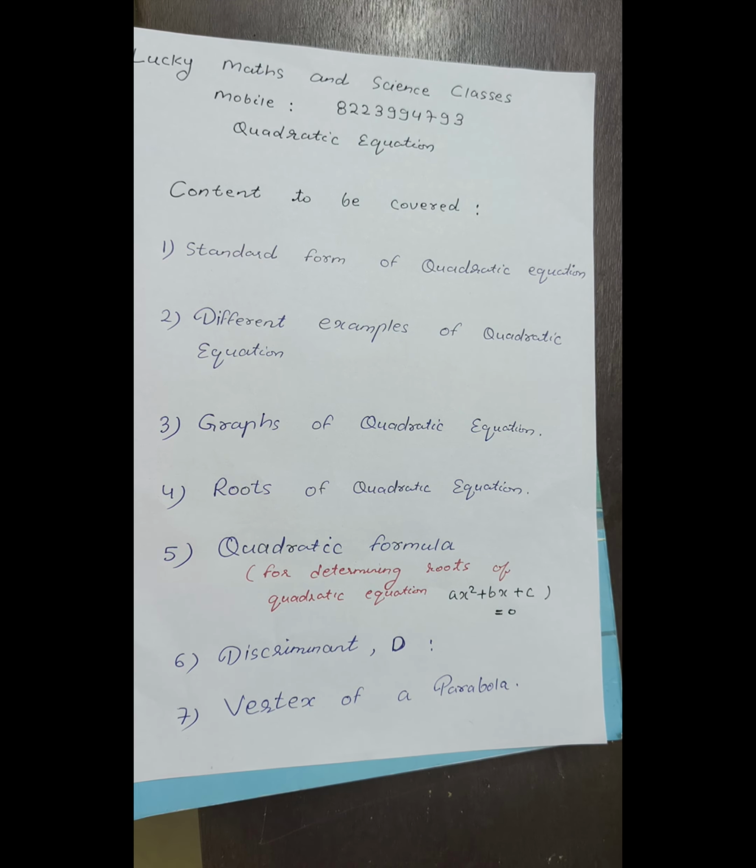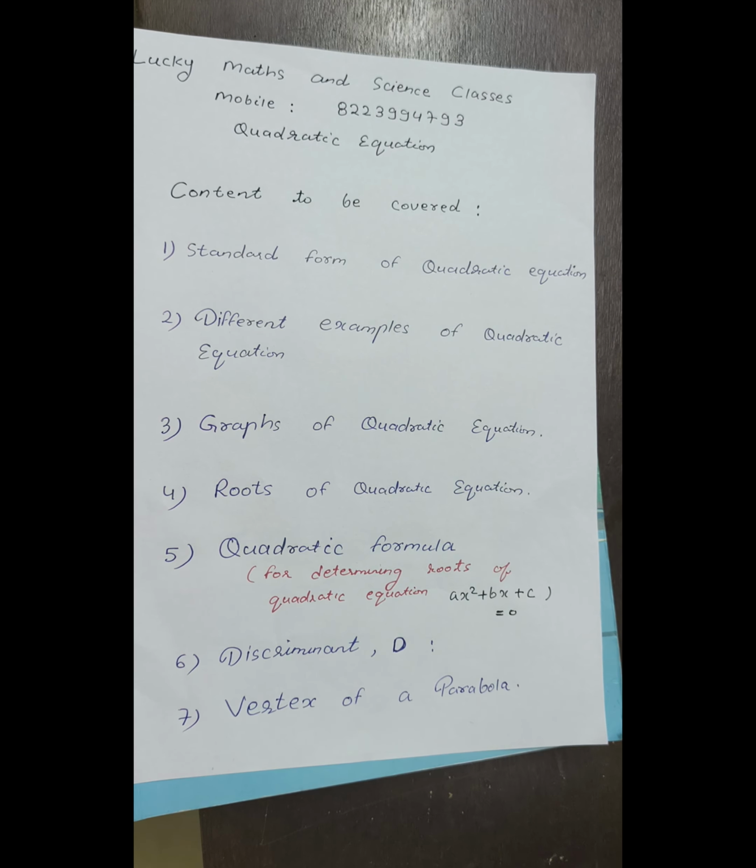Point number 5, quadratic formula. Quadratic formula means this is a direct formula to calculate the roots of a quadratic equation. Then we will see discriminant. For a quadratic equation, how to find discriminant, which is denoted by capital letter D.